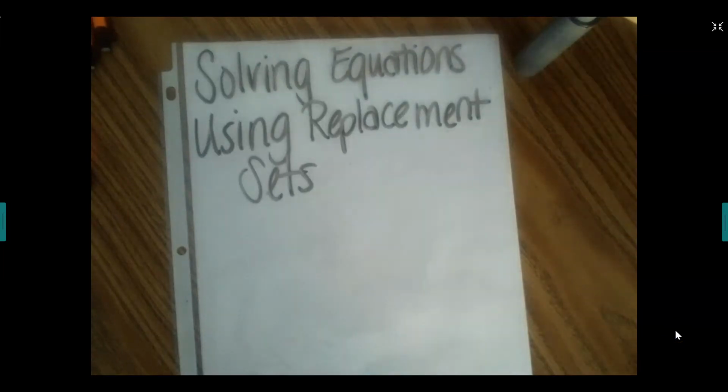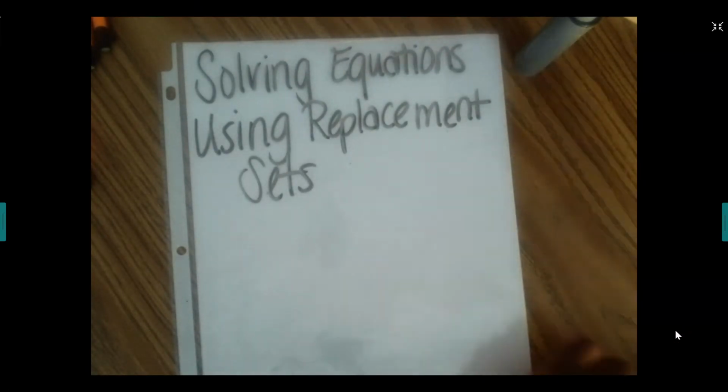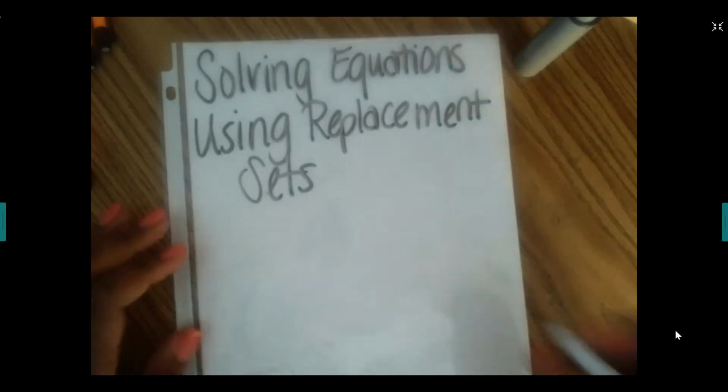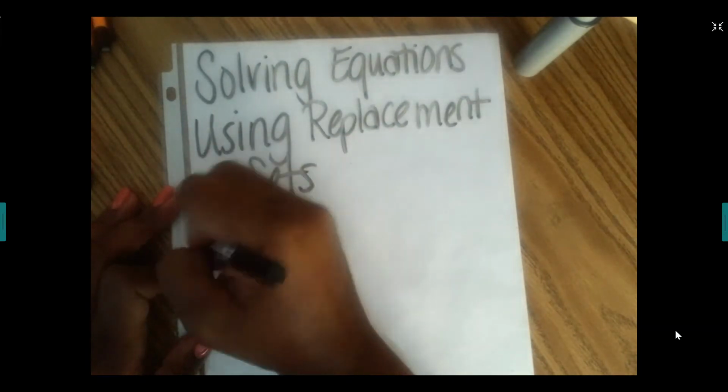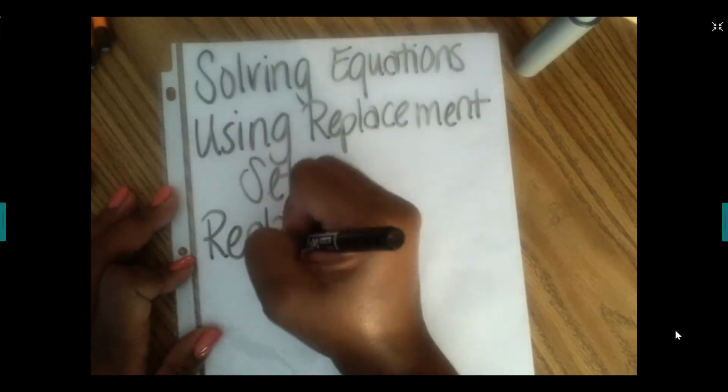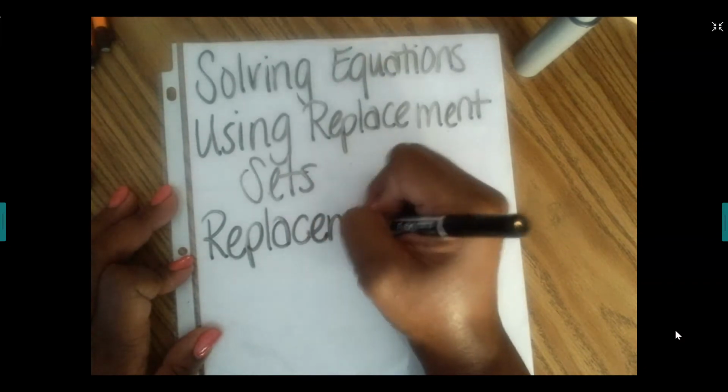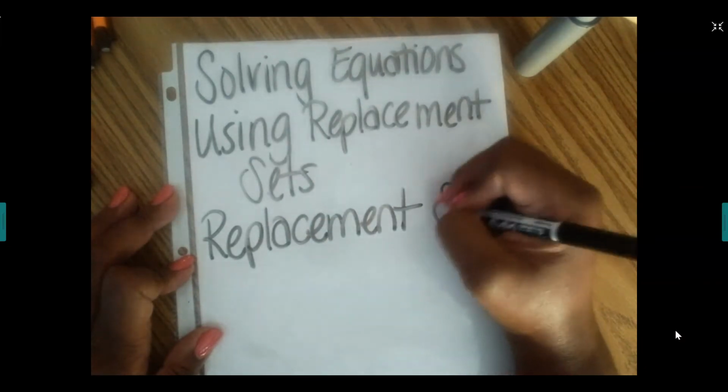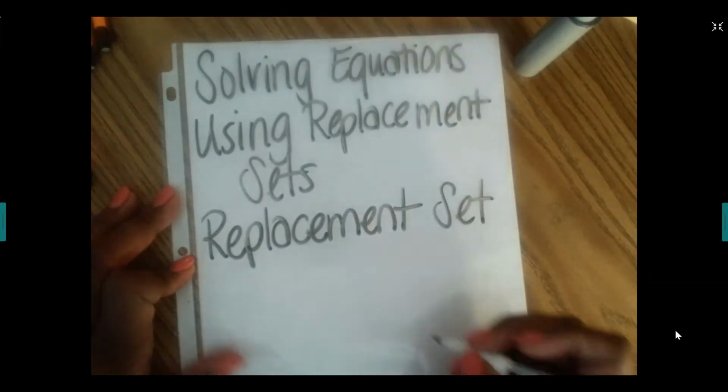So our objective for today, I can, that means you, solve an equation using a replacement set, okay? What we're going to be looking at today is first, what in the heck is a replacement set? We've got to find that out first. And then we're going to use that replacement set to solve an equation, okay? A replacement set looks very similar to a solution set that we'd use.